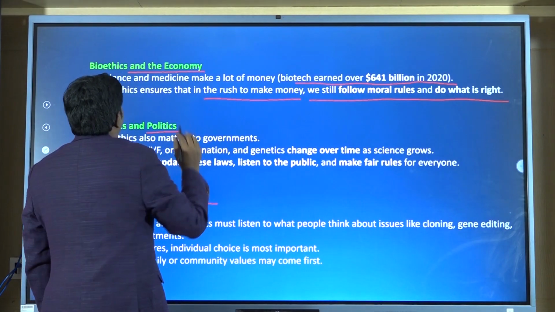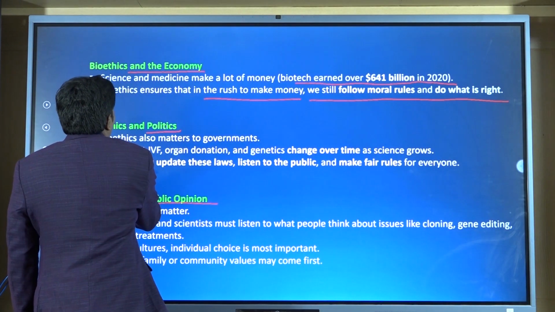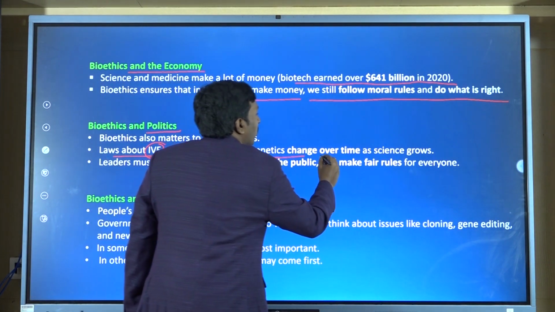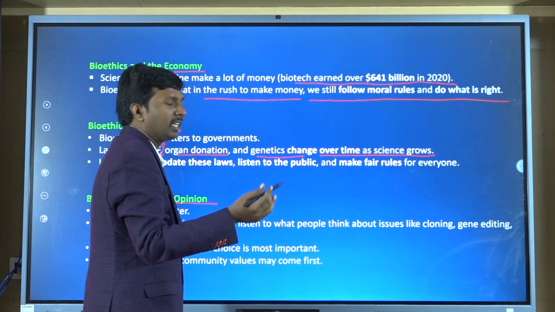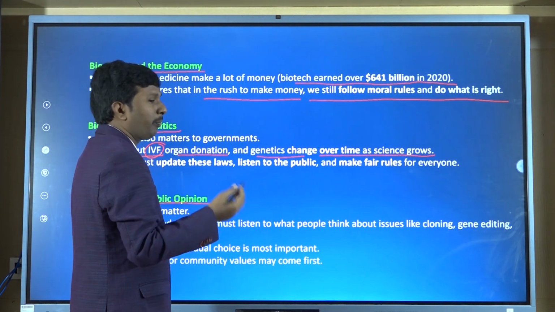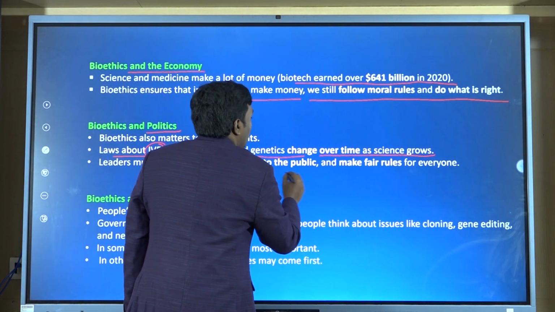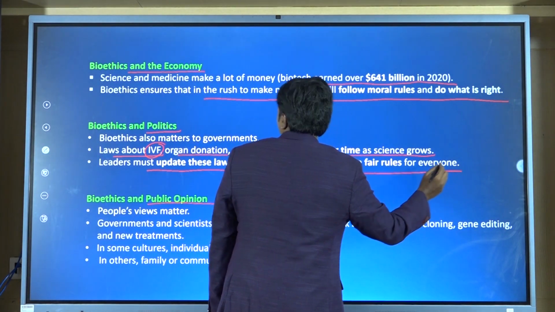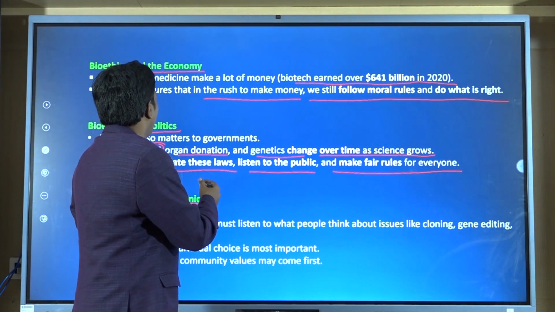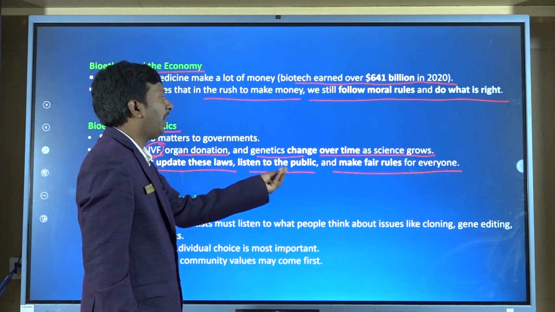Next one is bioethics and politics. Bioethics is also important to the government, because laws about IVF technology, organ donation and genetics change over time as science grows. So we have different laws, right? Organ donation, genetic change over time in plants and animals. The government makes all these laws, right? So leaders must update these laws, listen to the public, and make fair rules for everyone. The government should update these laws, listen to the public opinion, and make fair rules for everyone.